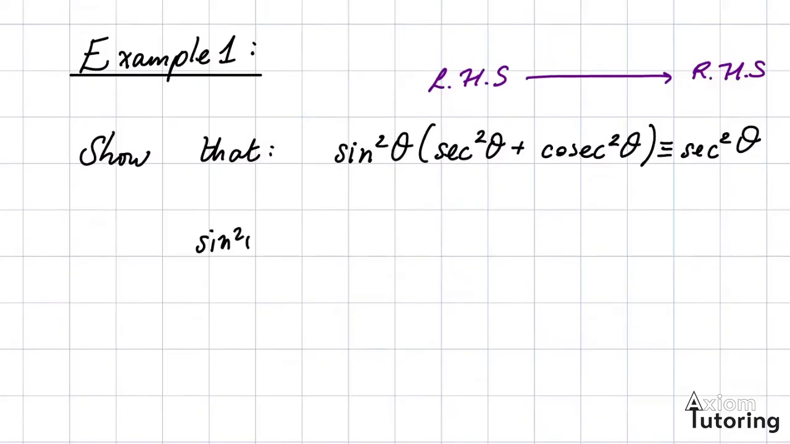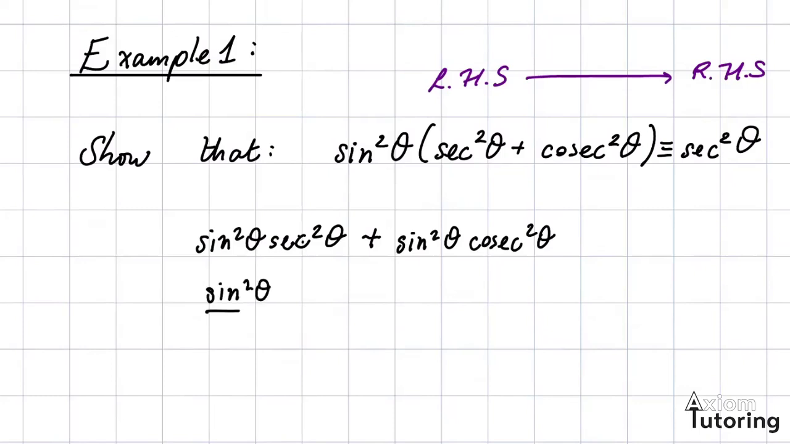I can write that as sine squared theta sec squared theta plus sine squared theta cosec squared theta. Now, sec squared theta is just 1 over cos squared theta, and cosec squared theta is 1 over sine squared theta. So you can look back to previous videos to see that. So we're writing down our reciprocal functions. So sine squared theta over cos squared theta plus sine squared theta over sine squared theta.